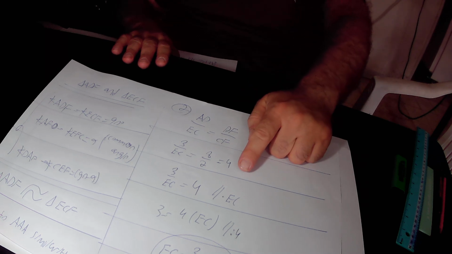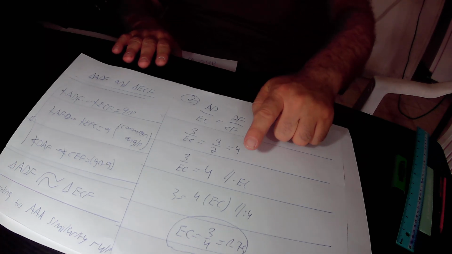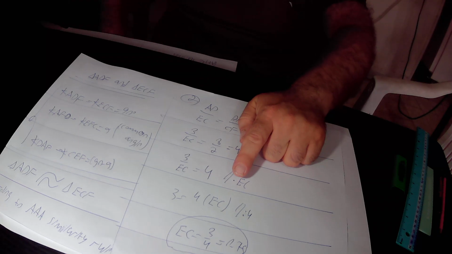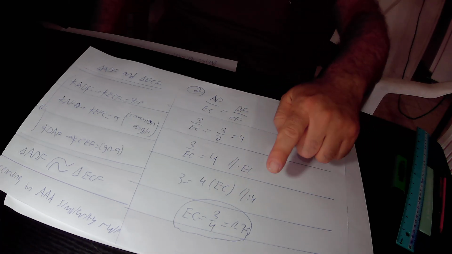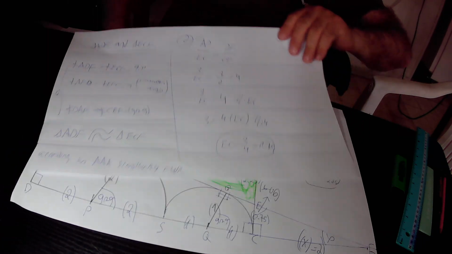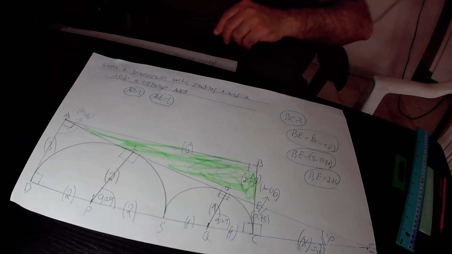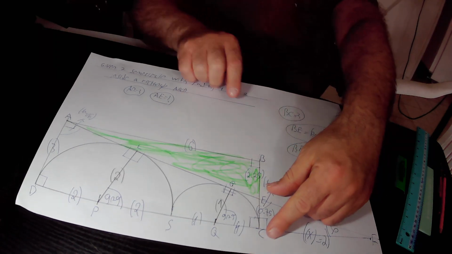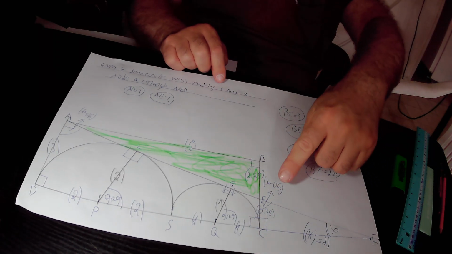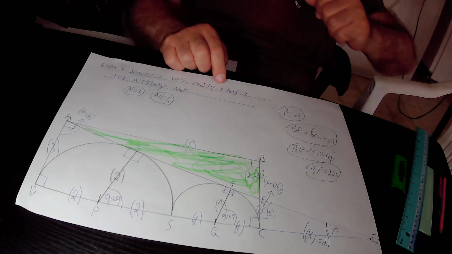Here we multiply this equation by EC and finally find that 3 equals 4 times EC. Here we divide this equation by 4 and finally find that the missing side EC equals 3 quarters, or 0.75. And again, we found that this missing side EC equals either 3/4 or 0.75.